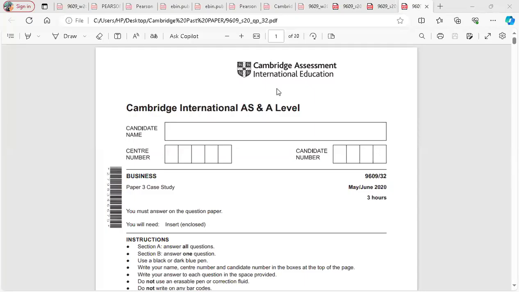So we have A-level past paper 3, case study for 2020 May, June. So we have to go to the case study first, the inserts.